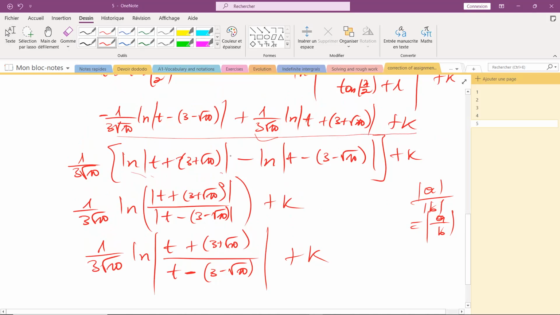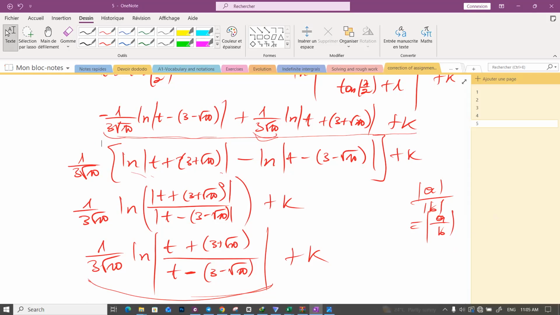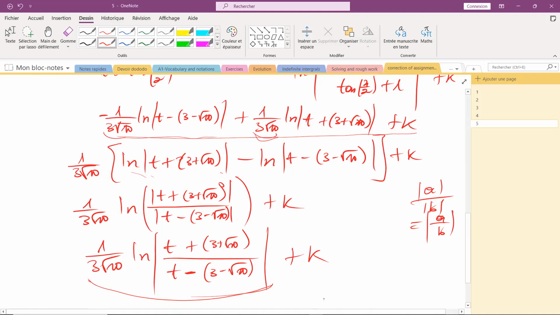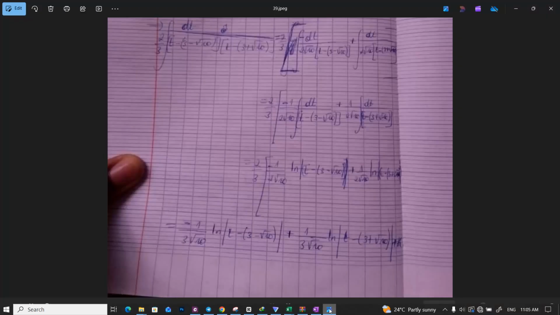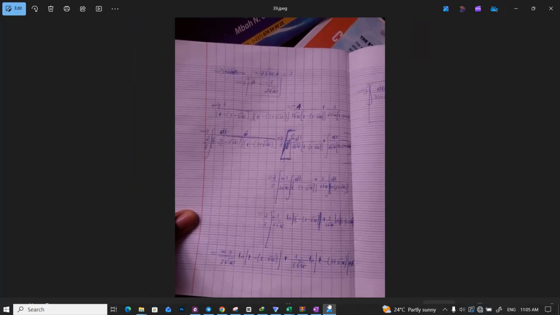You can simplify things as much as possible, because at times they can ask you to prove that they give you an integral, they ask you to prove that your result will be this. If you leave your answer like this, you will not have the answer. Try to always simplify things as much as possible. There was 1 on 3 root 10 common here and here. You factorize it outside and you simplify these things. So that was the last but not the least observation I had to do. So always try to simplify things as much as possible.